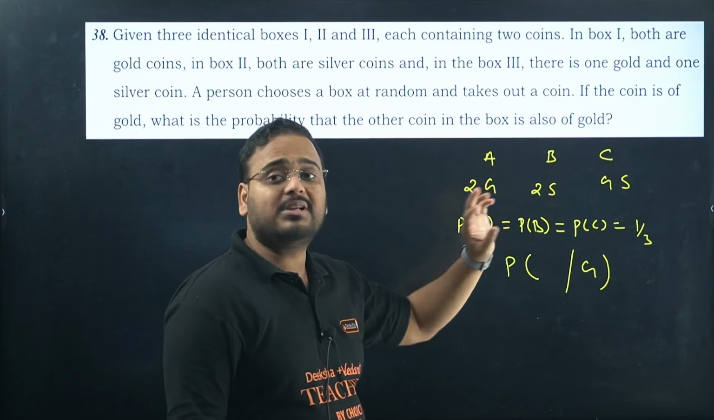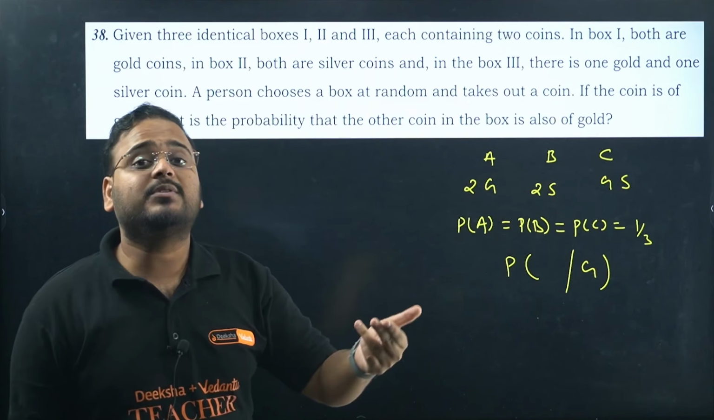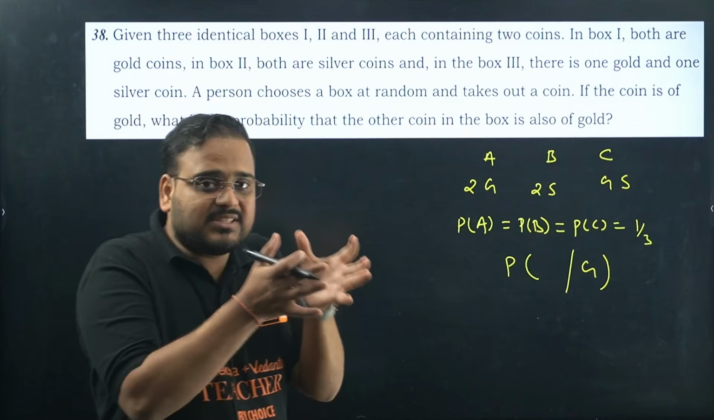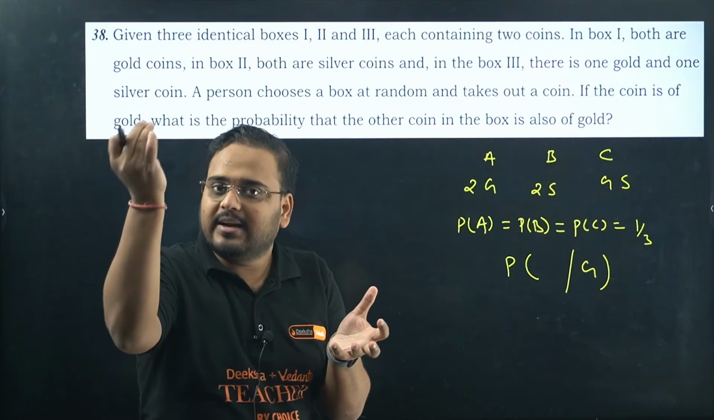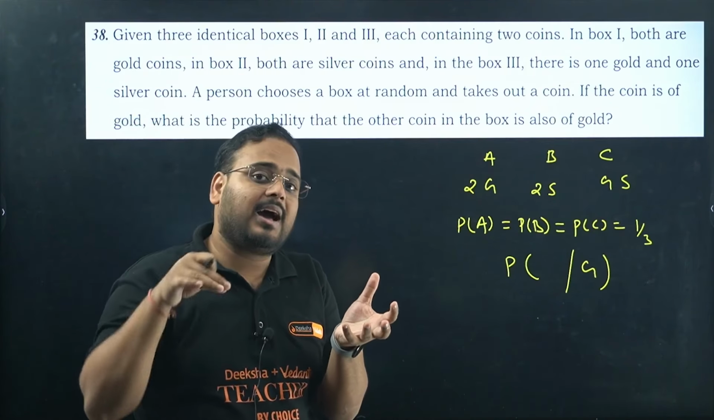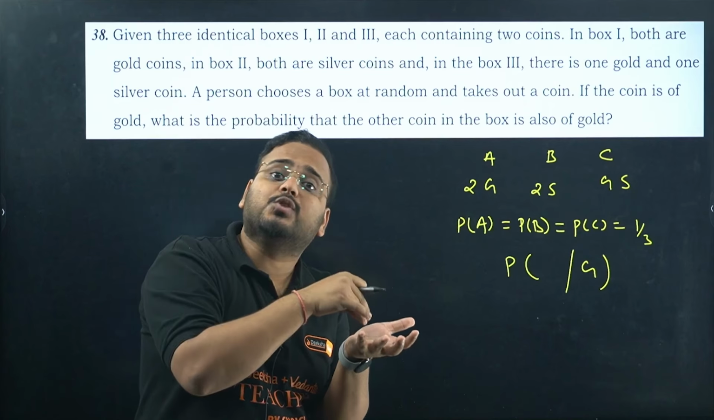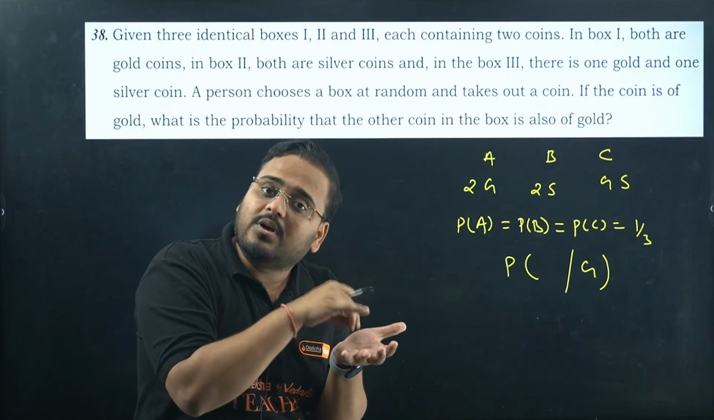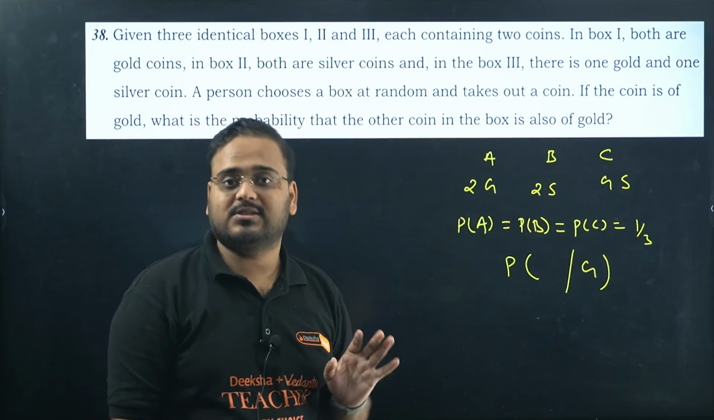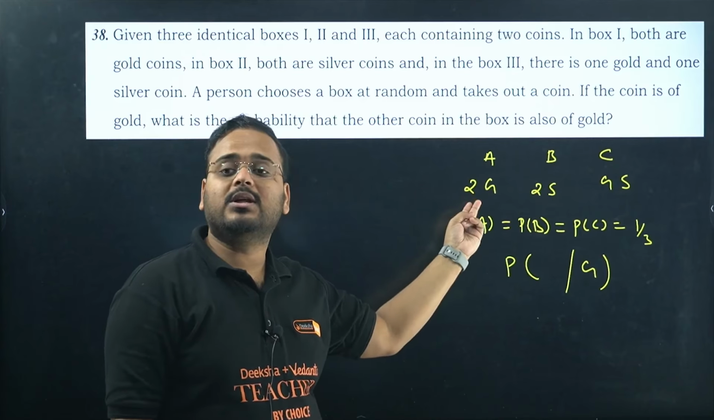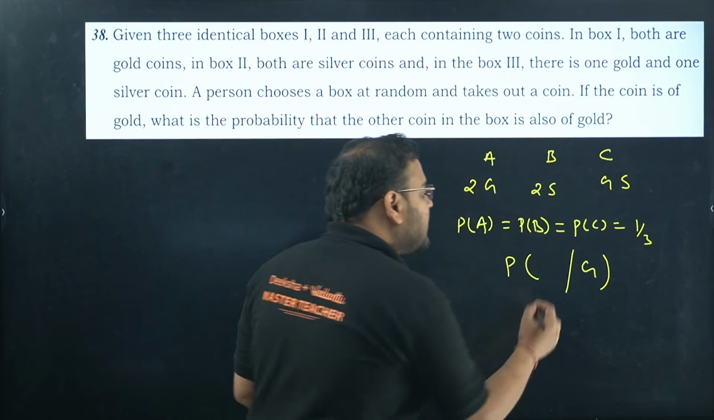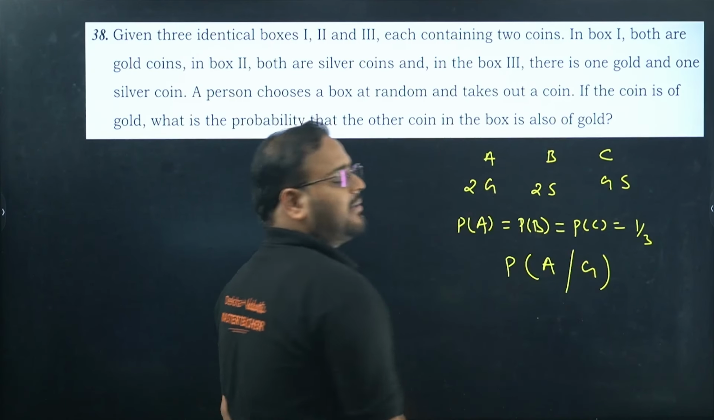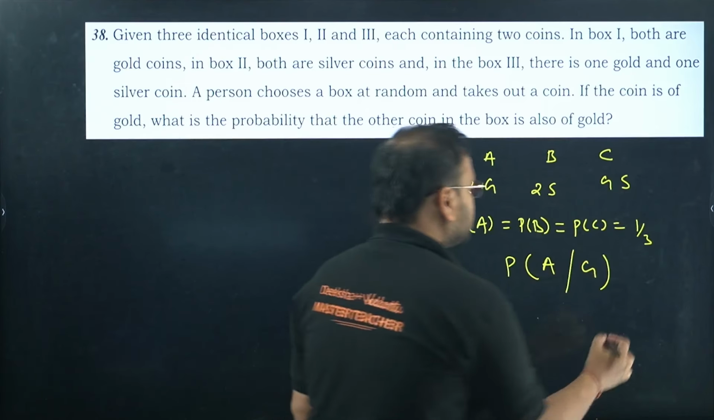The other coin is also gold means it has to come from a box which has both coins as gold, because if this is a box and I take the first coin out and it turns out to be a gold coin, then I'm looking for the probability that the second coin is also gold. The second coin is gold only when we are choosing the first box, because 2 coins are gold only in the first box. So basically I have to select which box? The box A. So this is my answer.